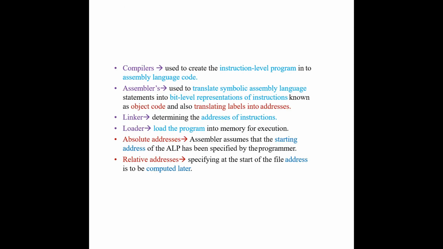The compilers are used to convert an instruction level program into assembly language code. The assemblers are used to translate symbolic assembly language statements into a bit level representation of instructions known as object code, and also translate labels into addresses. The linker is used for determining the address of instructions. The loader loads the program into memory for execution. Then absolute address: the assembler assumes that the starting address of the ALP has been specified to the programmer. The relative address means specifying the start address of the file, with the addresses to be computed later.